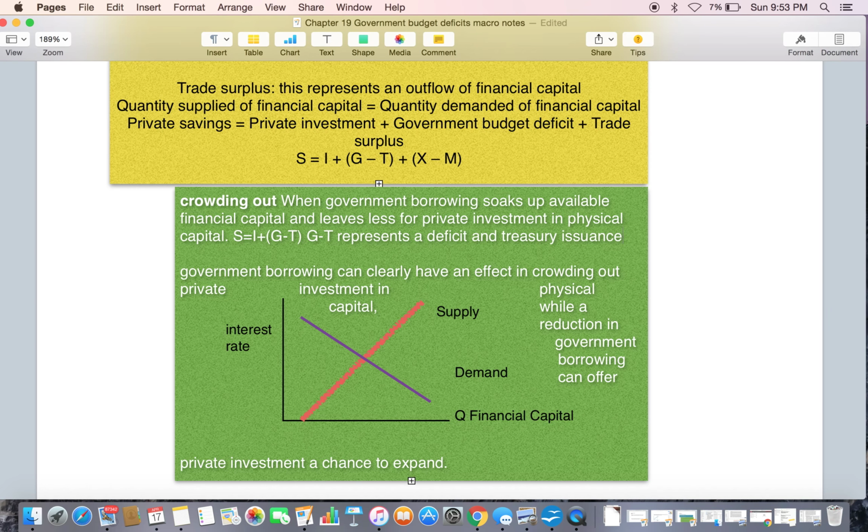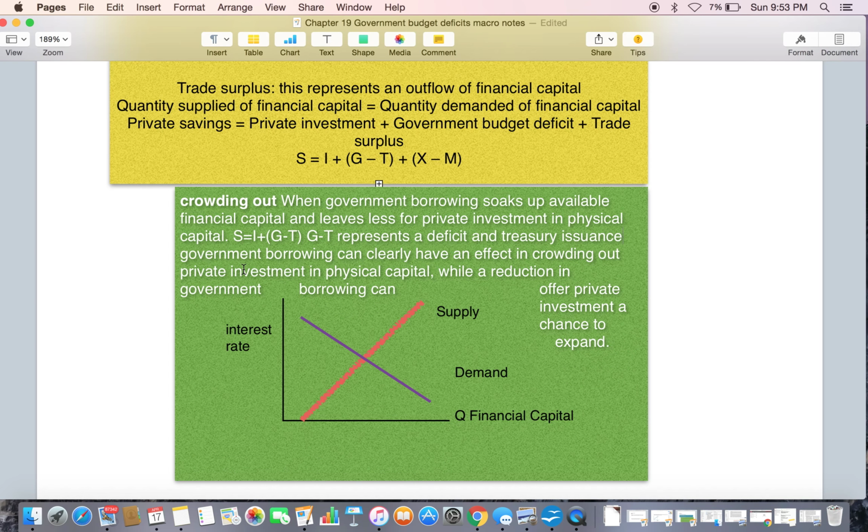So G minus T represents a deficit where our expenses are greater than our revenues. You could think about it as your expenses in your house are greater than what you're receiving in income, because tax revenue is the income for the government. And therefore there's a deficit, and they'll have to issue treasuries. So some of that treasury issuance can soak up some of the supply of financial capital that's coming from households. And when this happens, we can sometimes see that government borrowing can have an effect on crowding out private investment in physical capital, while a reduction in government borrowing can offer private investment a chance to expand.